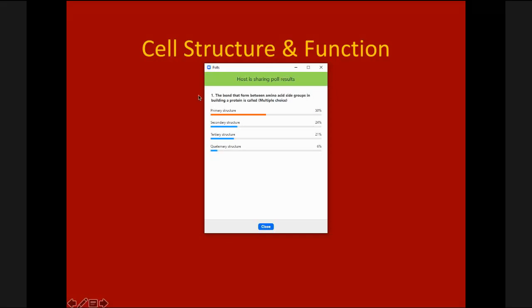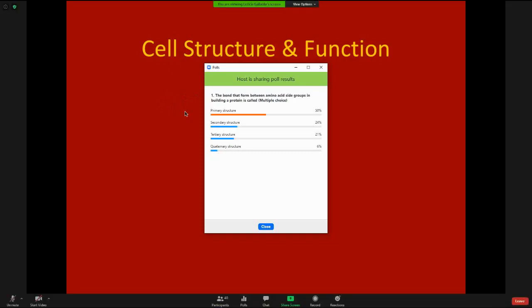So the bond that forms between, oh, I didn't typo, forms between amino acid side groups, the functional group. What do we call the bonds, the level of protein structure that refers to the bonds that form between the side groups, holding the protein structure together?